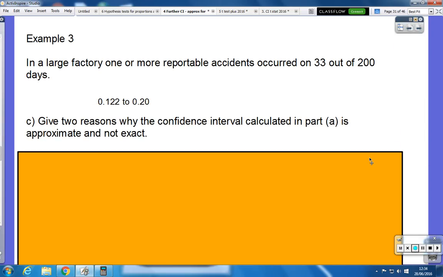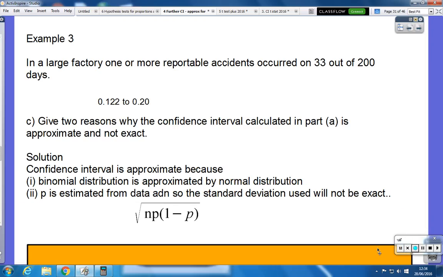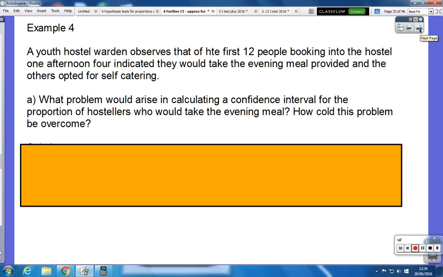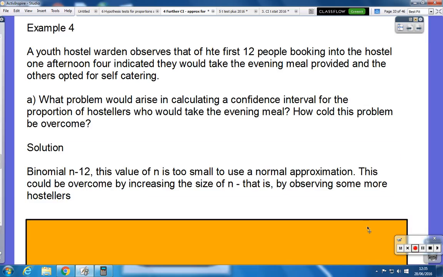Give two reasons why the interval calculated is approximate. Same two reasons. Okay, the standard deviation is not exact, and it's a normal distribution approximation. Okay, please read this. So the value of n is too small for this one to be true, so this is overcome by increasing the size of n, and that is by observing some more Australians.